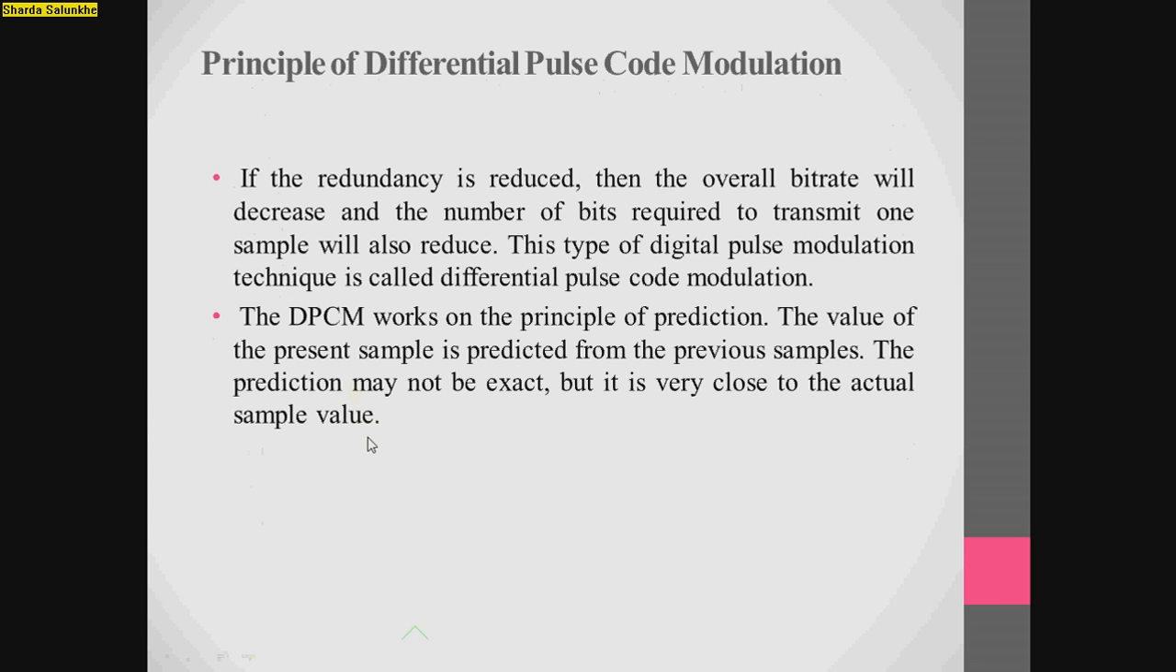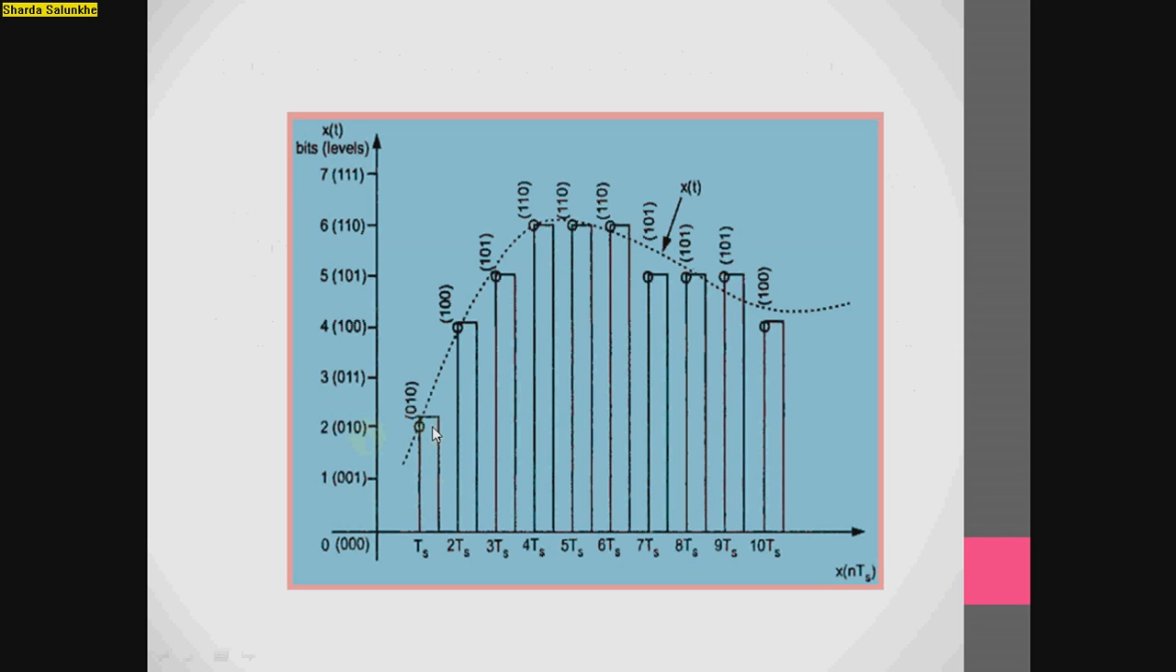So this is the figure. Suppose this is the first sample and this is the second sample. The difference between these two samples is not much, and the difference between these two is quite similar to the previous difference. Let us take the next two samples. The difference between these two samples is again similar, correlated with the difference between the previous two samples, and so on.